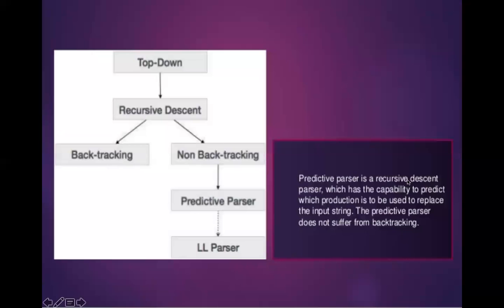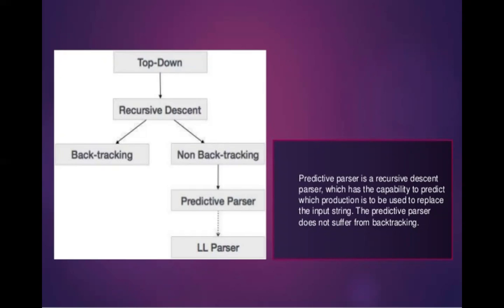A predictive parser is a recursive descent parser which has the capability to predict which production is to be used to replace the input string. The predictive parser does not suffer from backtracking. So it won't suffer from backtracking, and that's why it comes under non-backtracking.